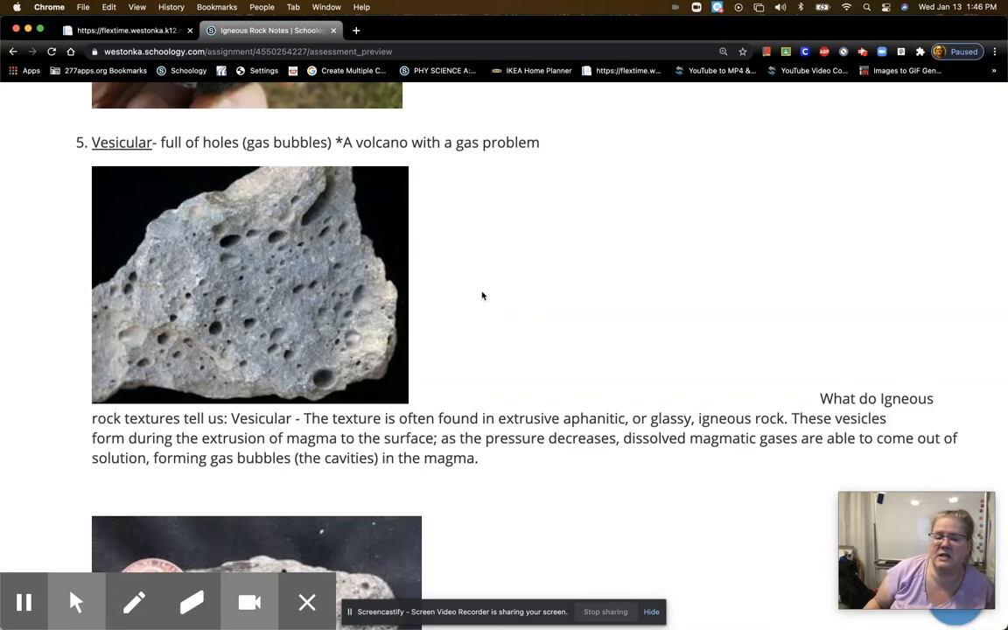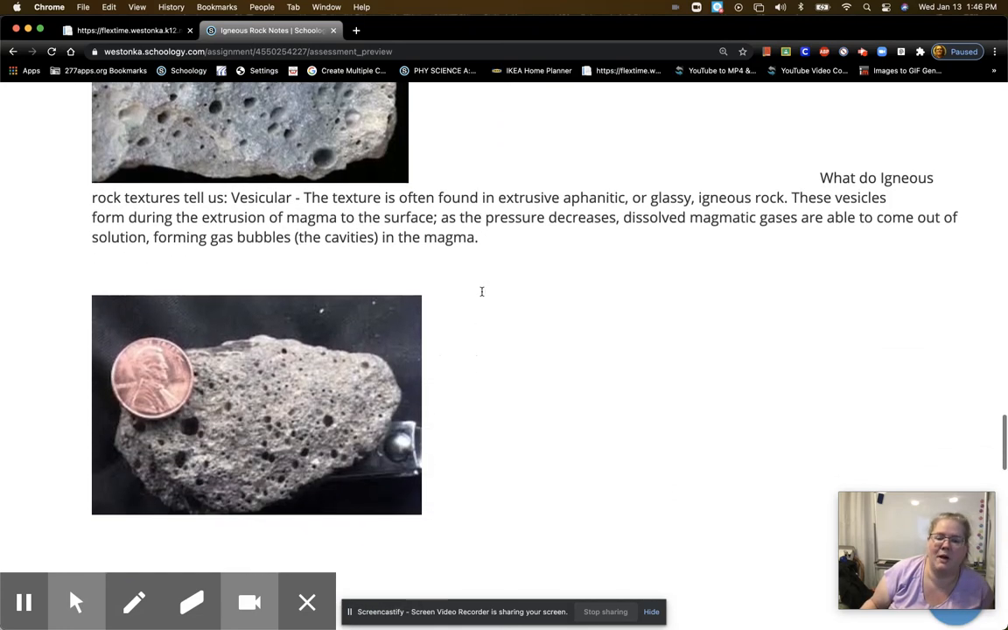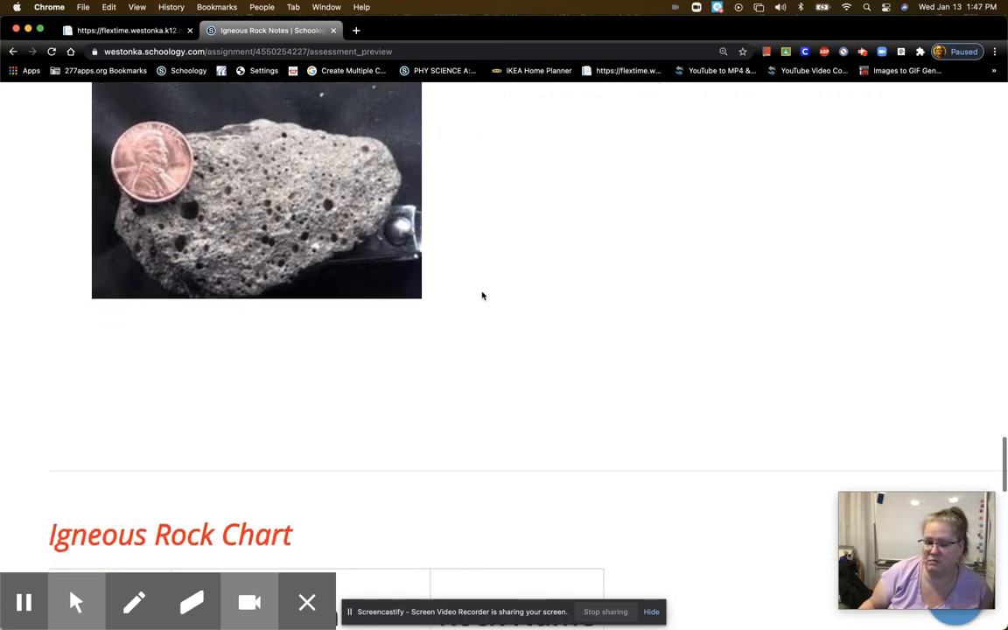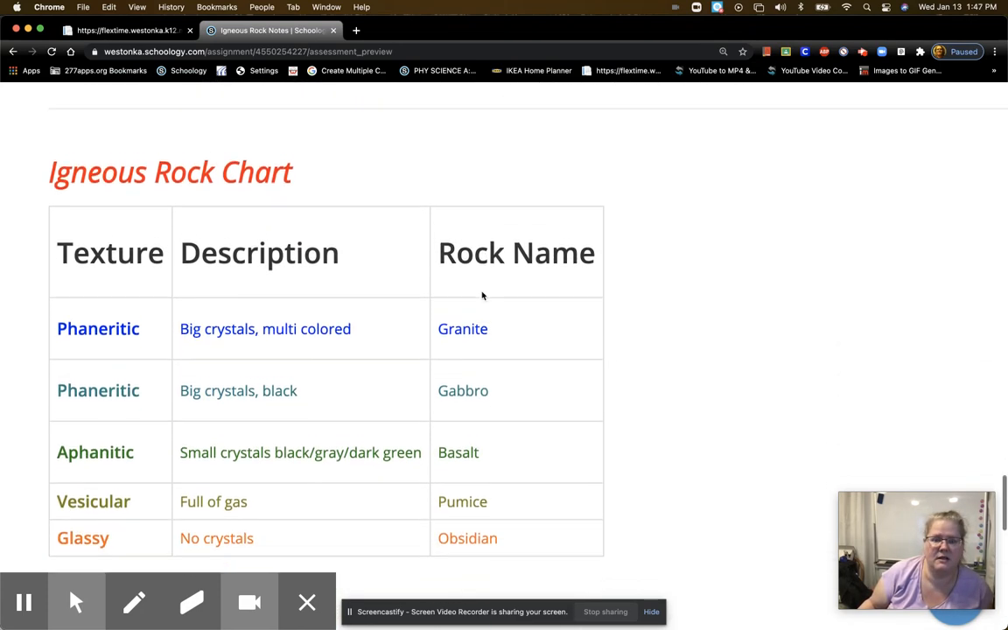And it's a cooling time of instantaneous. Again, ejected underwater, ejected into the air. That release of pressure, that decreasing in pressure, allows the gases to come out of solution, creating these pockets. And we call this pumice, and pumice stones are used to scrape dead skin from the bottom of feet. So don't confuse the two. Pumice good for feet, glass bad.